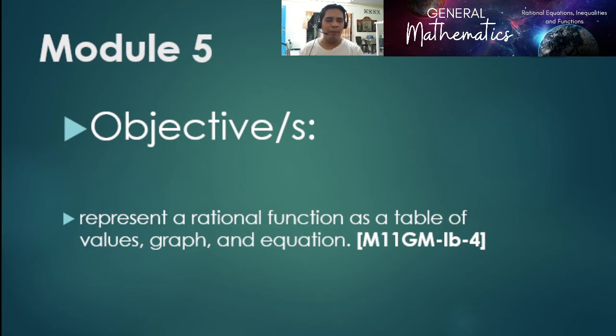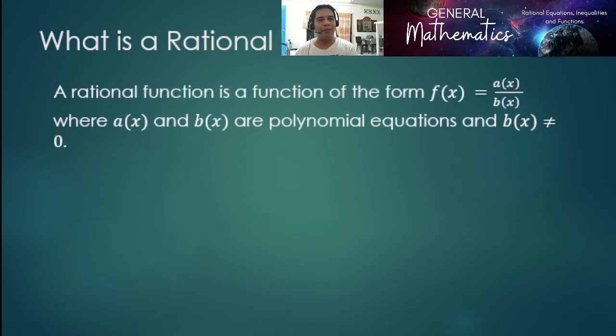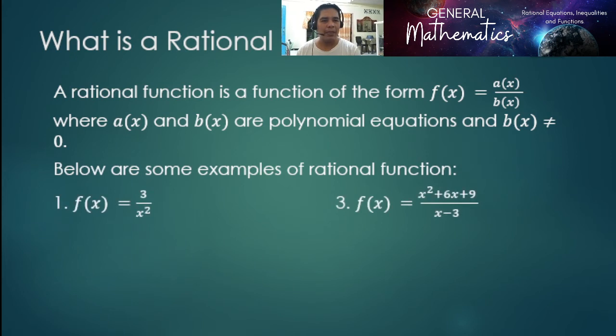The objective of module number 5 is to represent a rational function as a table of values, graph, and equation. So this time, we're going to concentrate on the rational function. To define again, a rational function is a function of the form f of x equals a of x over b of x, where a of x and b of x are polynomial equations and b of x is not equivalent again to 0. So below are some examples of rational functions. Alam na natin yan. Pwedeng f of x or y. F of x may be replaced by y.